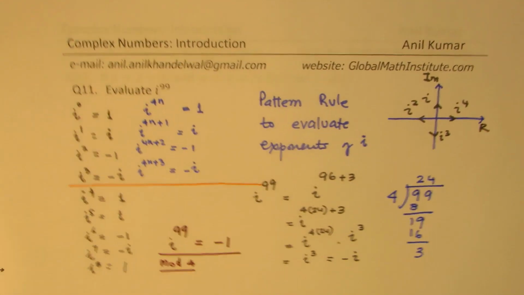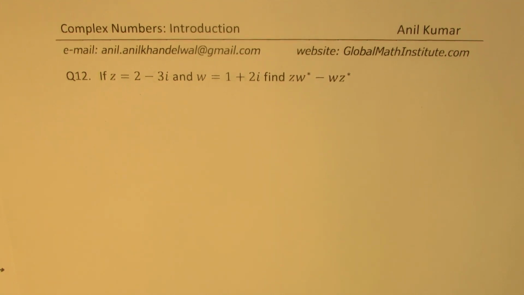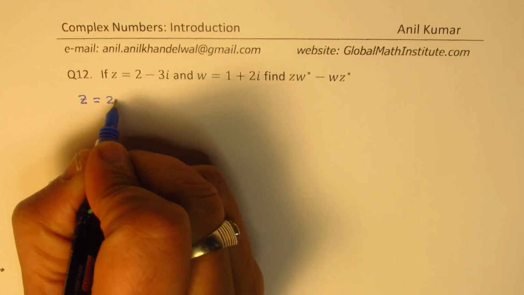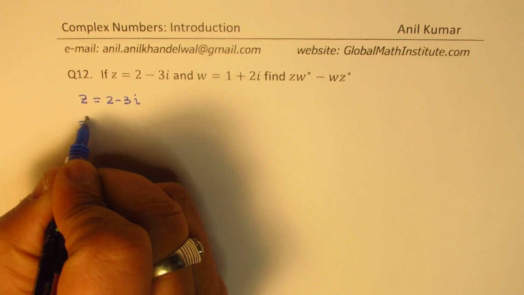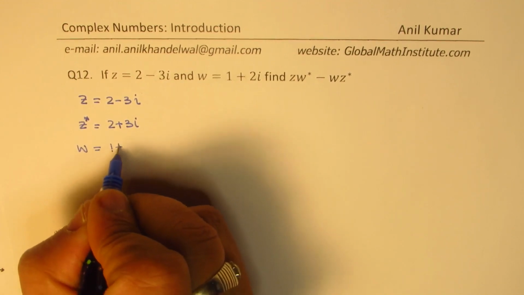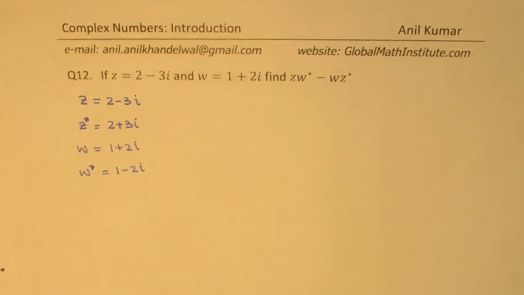Now let's look into the next question, which is question number 12. The question here is, if z equals 2 minus 3i and w equals 1 plus 2i, find z times the conjugate of w minus w times the conjugate of z. So let's write down what we are given. We are given z as 2 minus 3i. The conjugate of z is 2 plus 3i. We are given w as 1 plus 2i, and the conjugate of w is 1 minus 2i. We need to find the product.